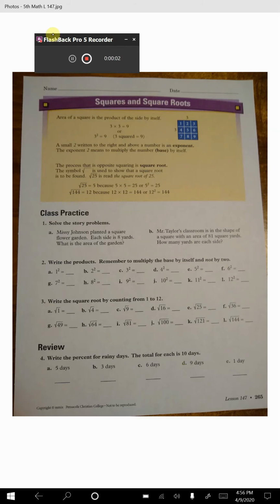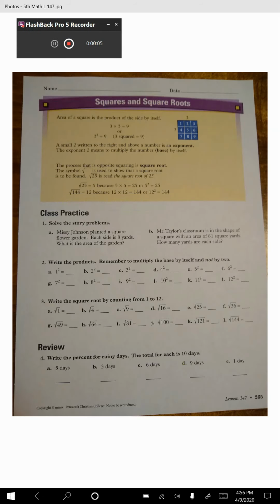Here we go, guys. Another week of lessons. So I'm going to teach you lesson 147, 148, 149, and 150. And I don't know if you guys noticed, but we are getting awfully close to the end of your math book. So let's just keep plugging along. We can probably do just about 4 lessons a week and still be done in about a month.